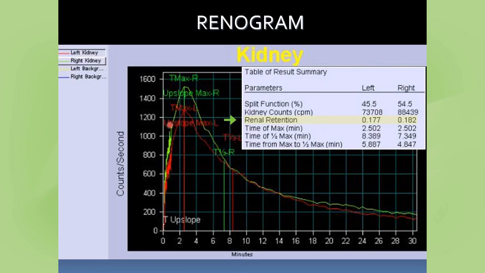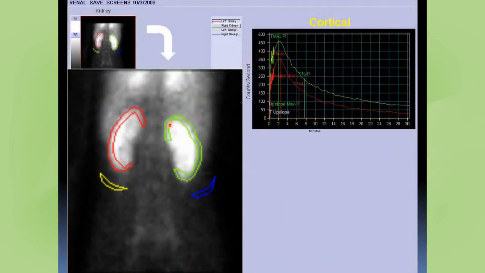And then the last one I mentioned is renal retention. You can see there that should be less than 0.3 for both MAG3 and DTPA. In this patient, it's normal. So if you want to further refine your data, you can also obtain cortical regions of interest.